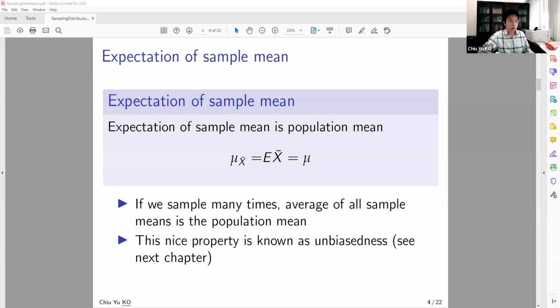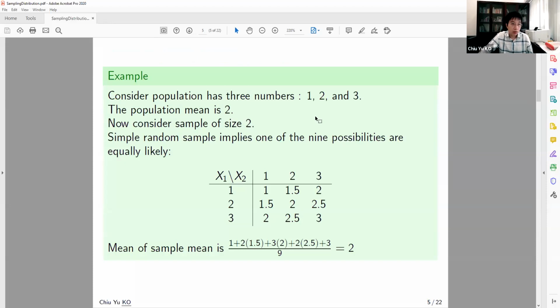We are going to show you why the expectation of the sample mean is the population mean. Quickly, let's consider an example. We have three numbers, 1, 2 and 3. The population mean is 2.